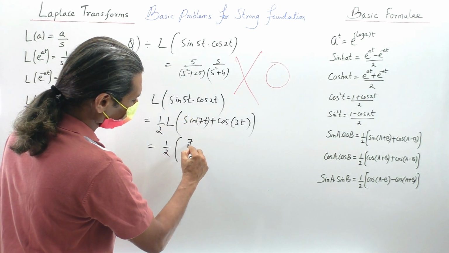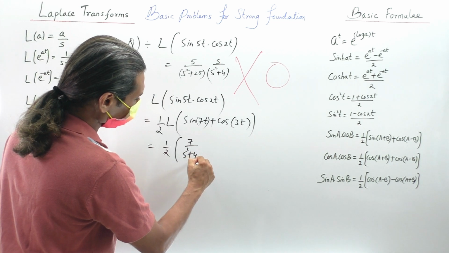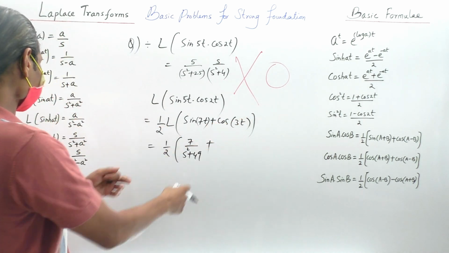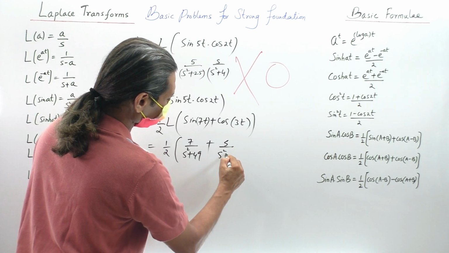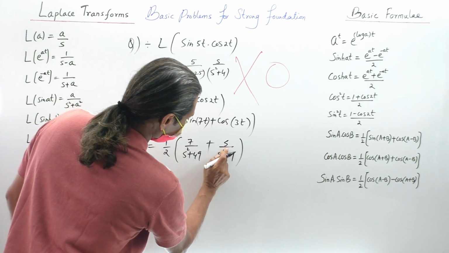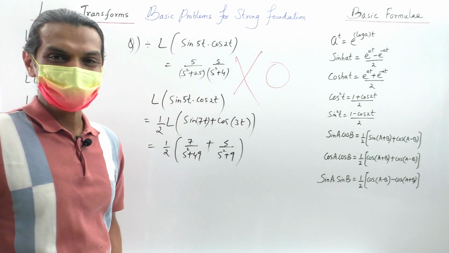So we have 7 by s square plus 49 plus, what is Laplace of cos at? It's s by s square plus a square. So s by s square plus 9. See how beautiful it is. That's the answer. Getting it?